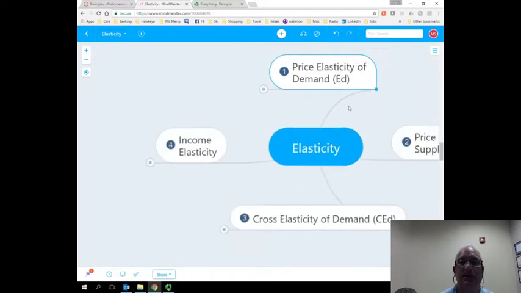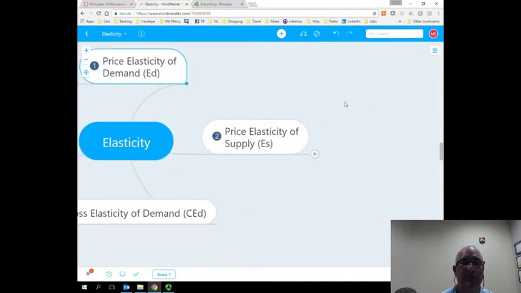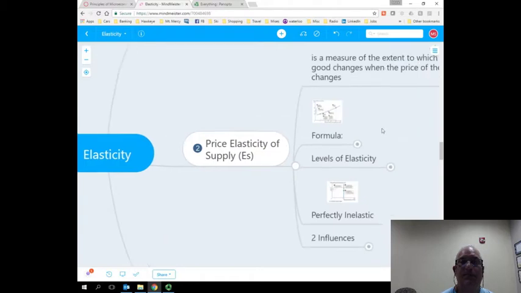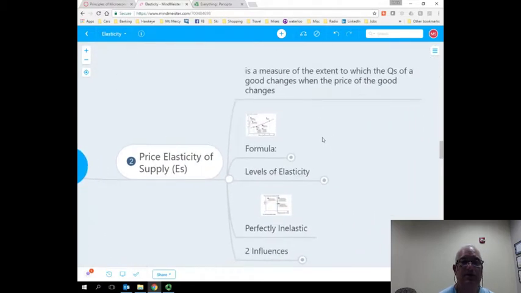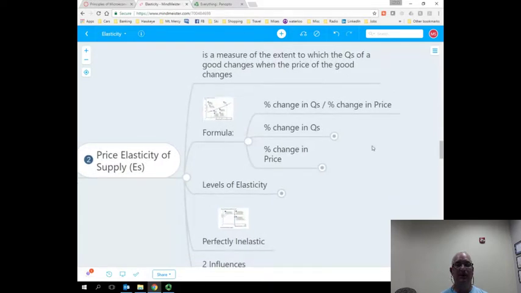So that's the price elasticity of demand. Now we'll look at the flip side of it, the price elasticity of supply. Price elasticity of supply is a measure of the extent to which the quantity supplied of a good changes when the price of the good changes. So just the flip side of the demand. Here the formula is very similar to elasticity of demand, but here it is the percentage change in quantity supplied over the percentage change in price.